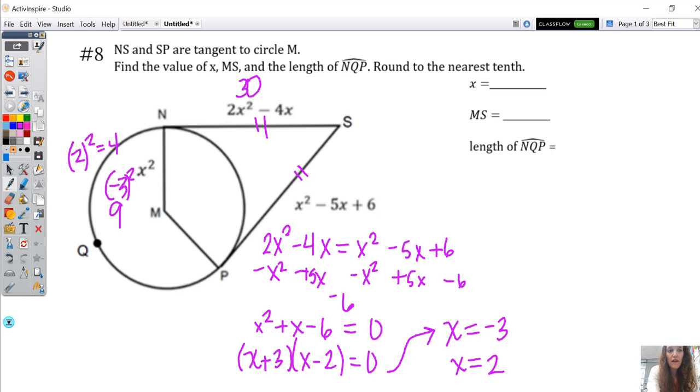So even though when you plug in 2 for x into NM, it makes sense, when you plug 2 in for NS, it gives you 0. And you can't have a segment that has a length of 0. So x equals 2 actually doesn't work. So x is equal to -3.